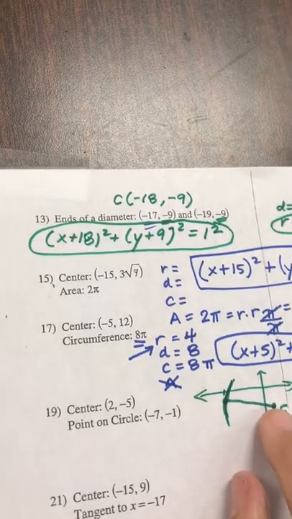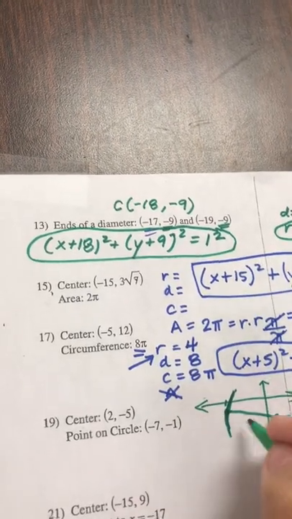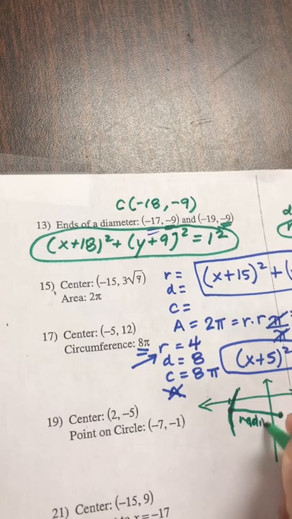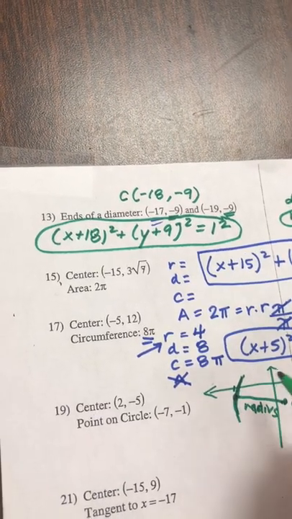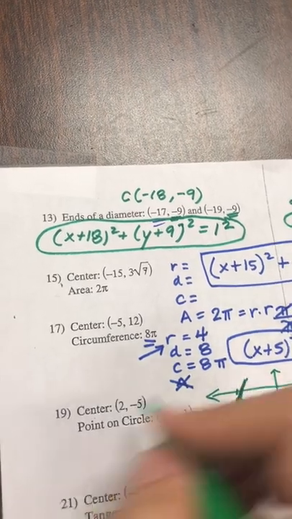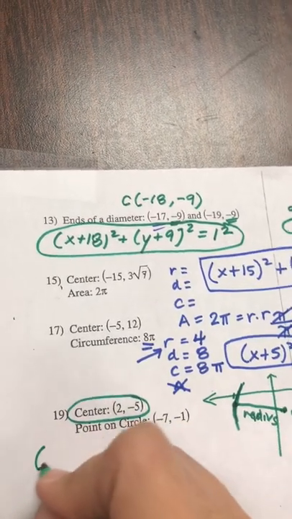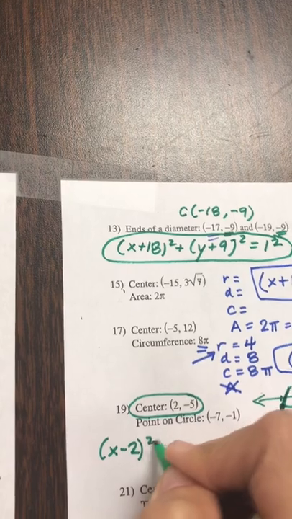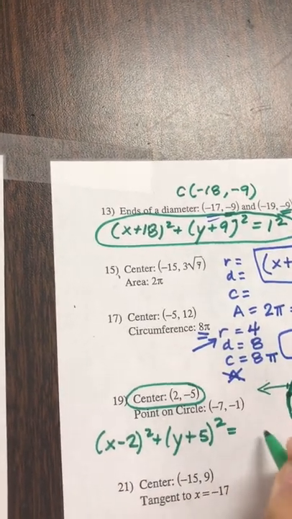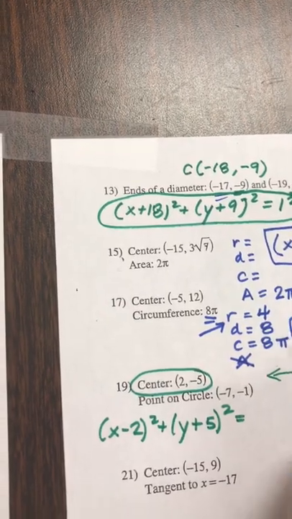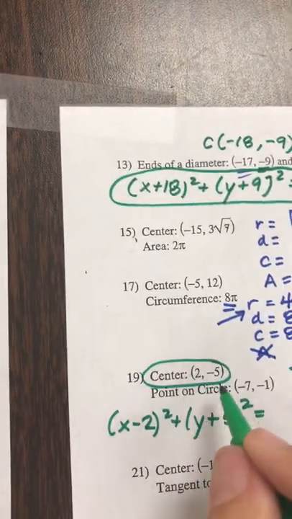So you should be thinking to yourself, oh wait, when they give you the center and a point on the circle, they're giving you the radius, from the center to the edge of the circle. So I have my center. Most of you probably have already filled this part out. And I just need my radius squared. And my radius is the distance between these 2 points.